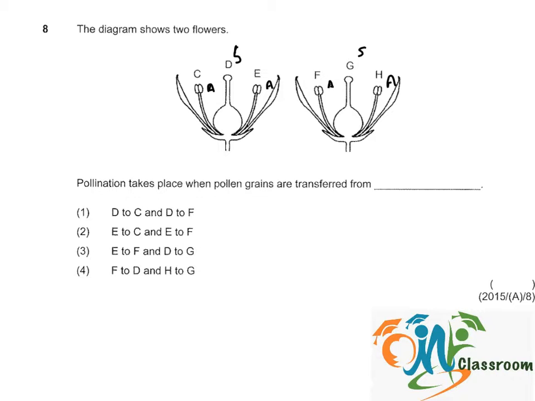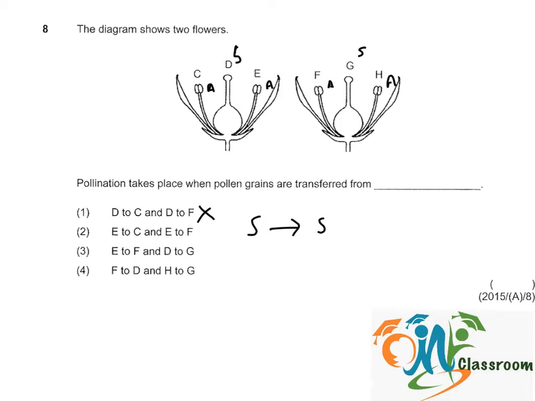So pollination can only take place when the pollen grains from the anther is being transferred to the stigma. So now let's go through the four options. A is wrong because pollen grain is not found in D, which is the stigma here.